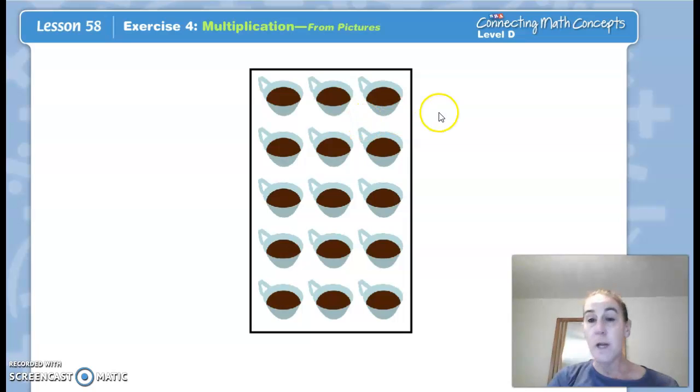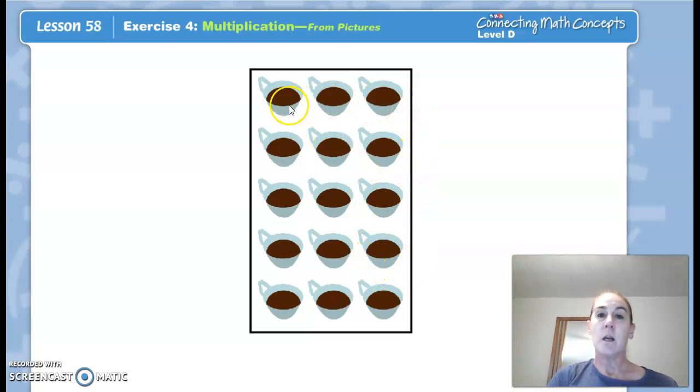Okay, so we can do this 2 ways. We can do 3 plus 3 plus 3 plus 3 plus 3 equals, or we could turn it into a times problem. 3 times 5. Okay, so let's do it the addition way first. 3 plus 3 equals 6. 6 plus 3 equals 9. 9 plus 3 equals 12. And 12 plus 3 equals 15. Okay, that is the repeat addition way of solving this.